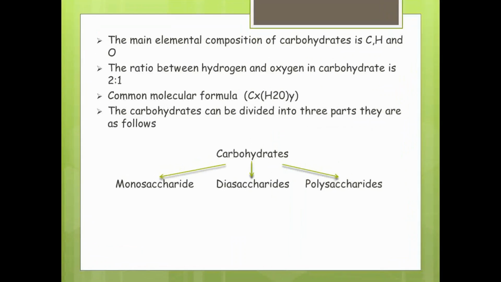The main elemental composition of carbohydrate is C, H and O. C is carbon, H is hydrogen, and O is oxygen. The ratio between hydrogen and oxygen in carbohydrate is 2:1. The common molecular formula is CxH2yOy. We need to memorize this formula.